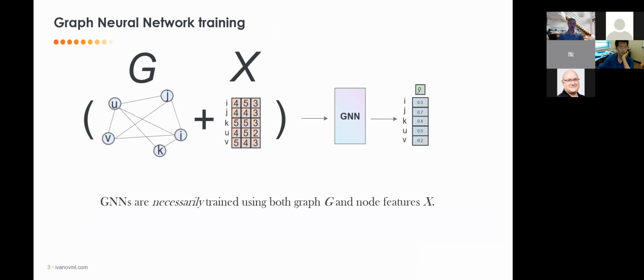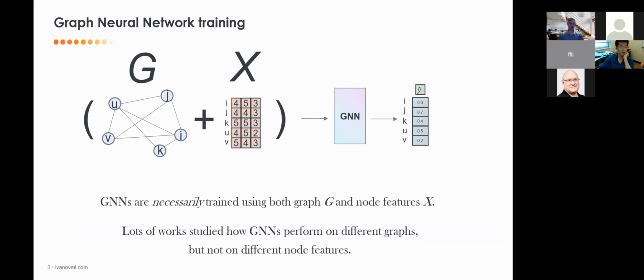And when we train GNNs, we assume two things. We assume that we are given the graph topology G and also the node features. And lots of work studied how GNNs perform on different graphs. So for example, we know some guarantees on the expressivity of the GNNs, how different GNNs distinguish isomorphic graphs. We know the universal approximation theorem for GNNs, how different GNNs can approximate any function on the graph topology. But not that many works studied how different GNNs perform on different node features, X.